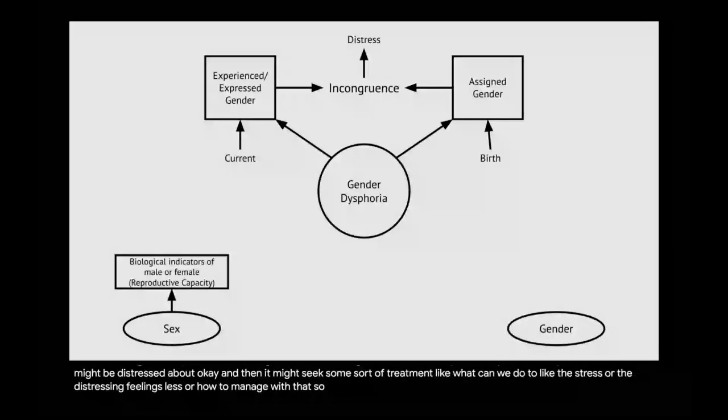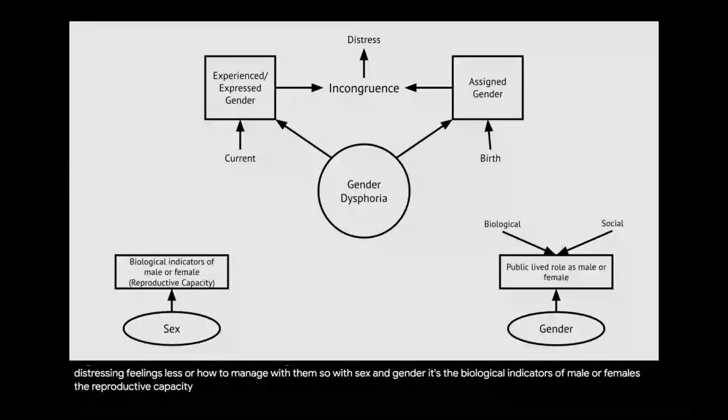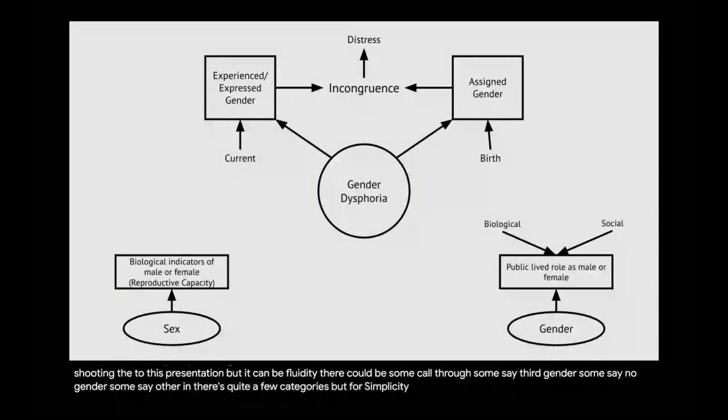So with sex and gender, sex is the biological indicators of male or female. It's the reproductive capacity, versus gender, which is how one lives their life, the public roles they live as a male or female. And obviously I'm kind of restricted to two in this presentation, but it could be fluidity. There could be some who say third gender, some say no gender, some say other, and there are quite a few categories. But for simplicity here, just talk about male and female. And the DSM, and I should say the AP exam, sticks to two, at least in terms of this context here.